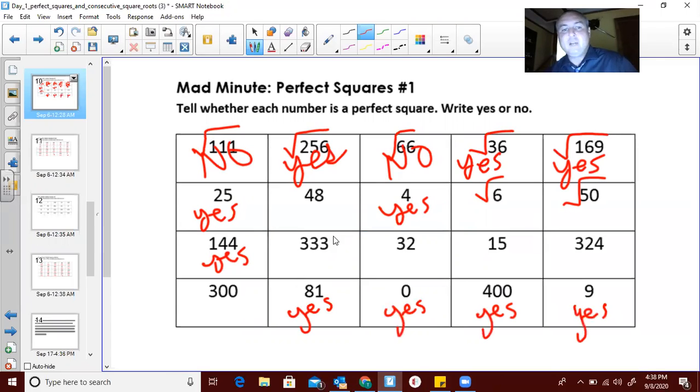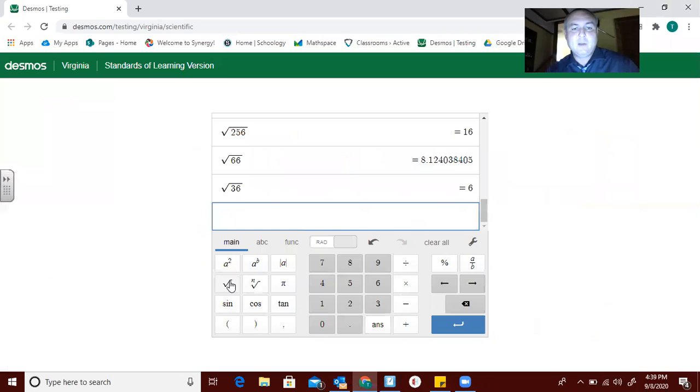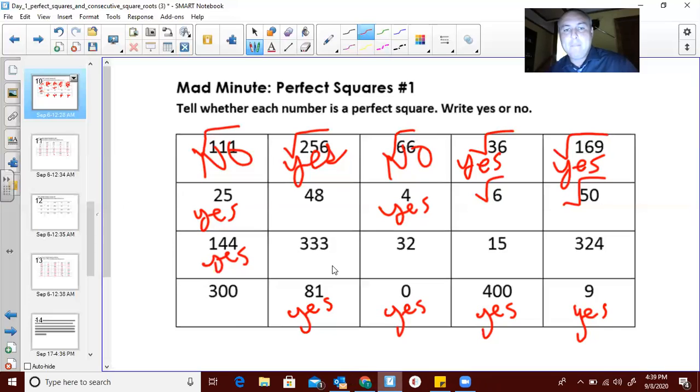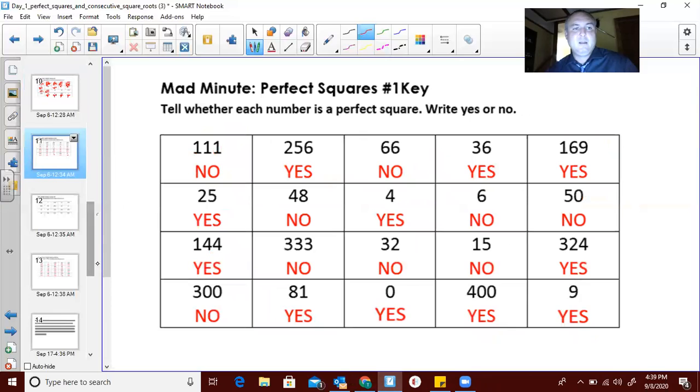And then for the ones that you're not sure about, like 333, let's just try that. Square root 333, 18 and a bunch of decimal. So that one is going to be a big old negative. All right, you guys can work with the rest of these. Like I said, we'll have done a bunch of this in class. And there's your key. It's recorded, so you can screenshot it.